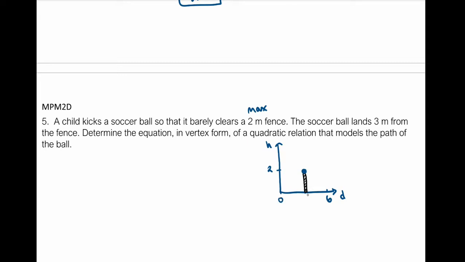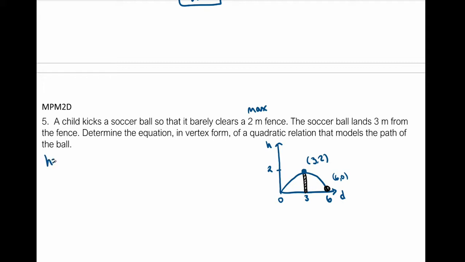That means this fence is right in the middle at 3. So I have a vertex of (3, 2). If I wanted to plot this, it's going to look something like that. There's the soccer ball. It gets kicked from the ground, barely clears this fence at its highest point, and then lands 3 meters from the fence. It's symmetrical from the vertex, so we have enough information here. I have my vertex, which is a point, but I'm missing another point, but luckily I have two of them. I'm going to use the one that I know for sure, (6, 0).